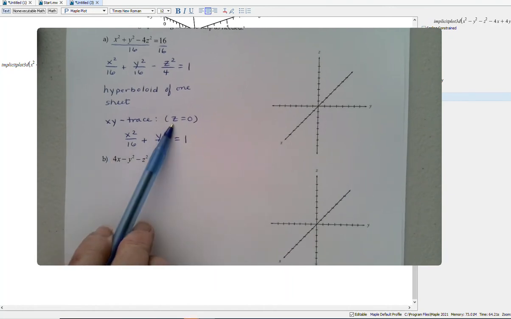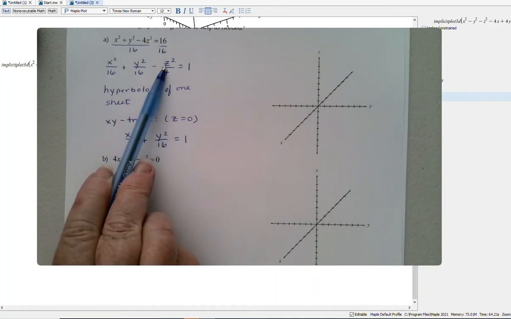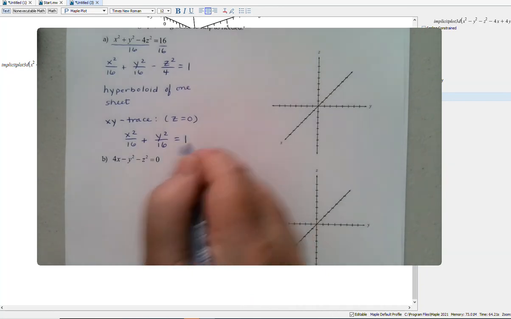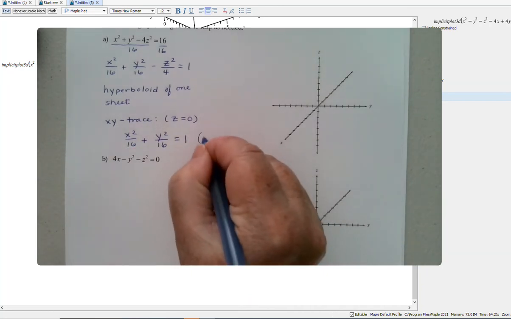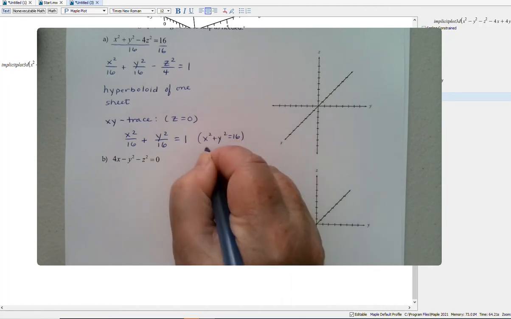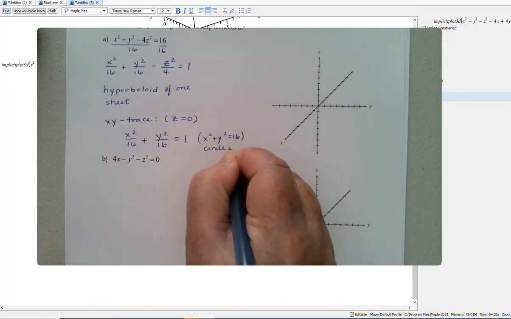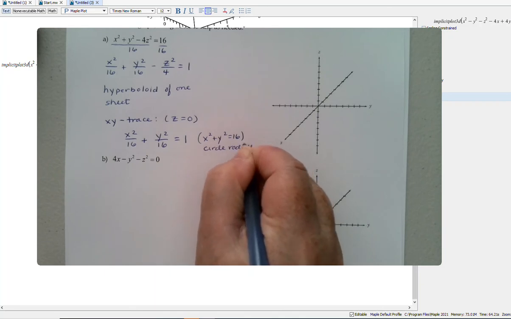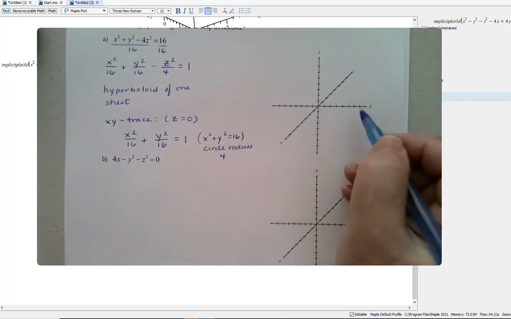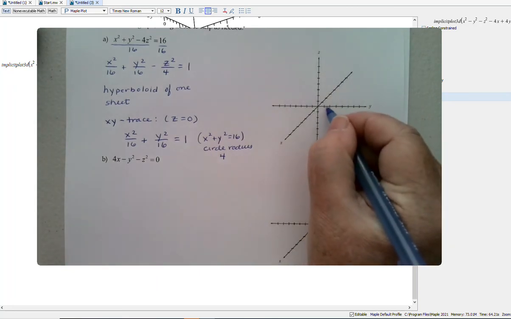Again, that trace would have z equal to 0. So when I plug the 0 in for the z right there, I just end up with that equation. If I multiplied back the 16, that would say x squared plus y squared equals 16, which is just a circle of radius 4 in the xy plane. So I'm going to start with that. In the xy plane, I'm going to try and draw a circle of radius 4.